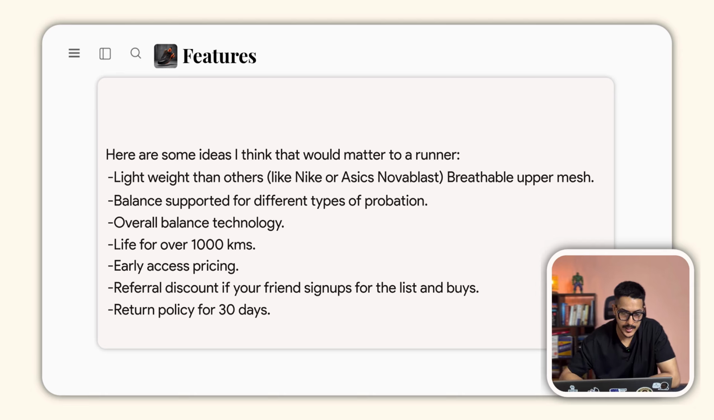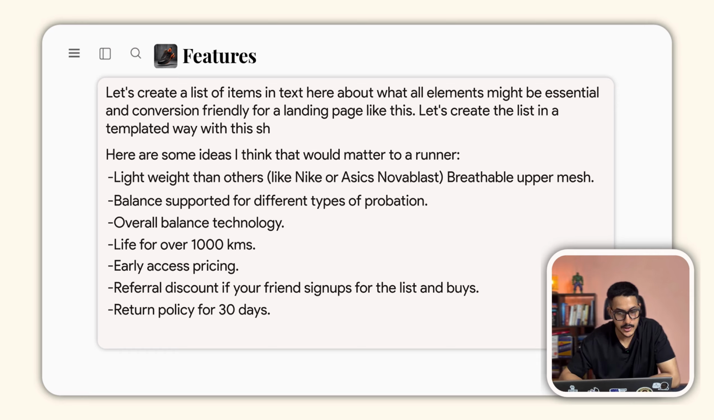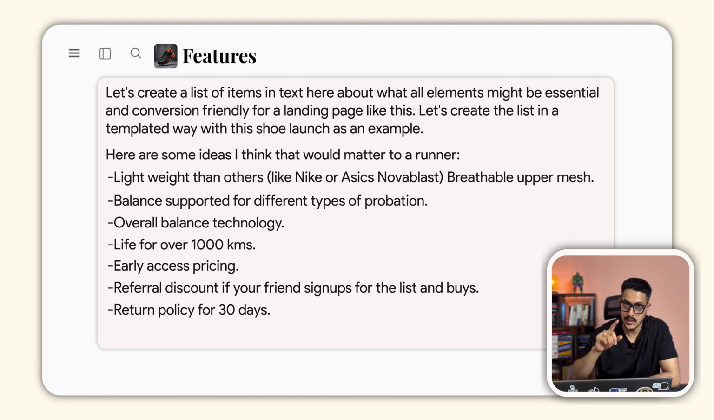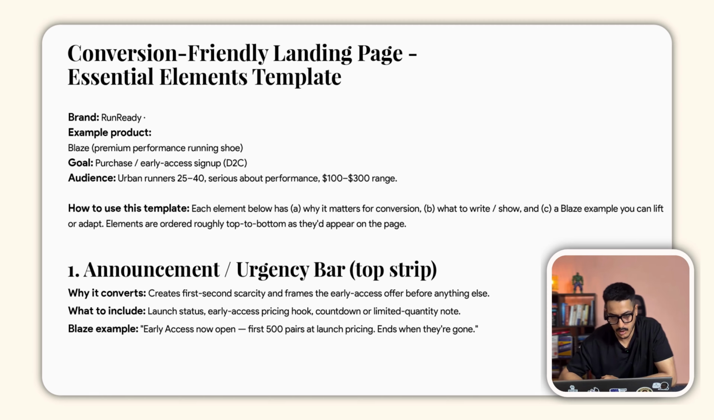Now I go to Claude and I say, let's create a list of items about all the elements that might be essential for a conversion-friendly landing page. Let's create this list in a templated form. Here are some of my ideas. These are the ideas that I gave earlier. And now I wanted to refine my ideas. I wanted to create a structure around these ideas. So this is a rough document that it's given me of how my ideas can be refined and how more ideas can be added.